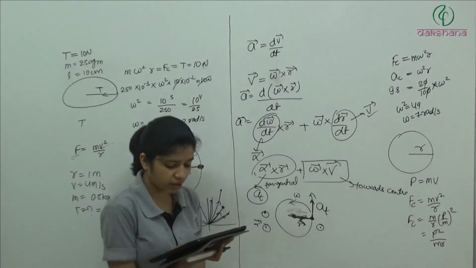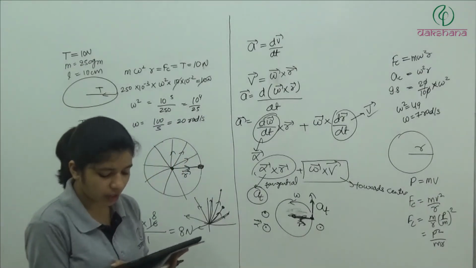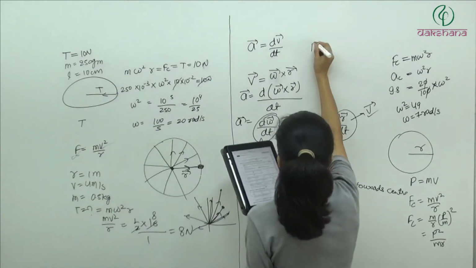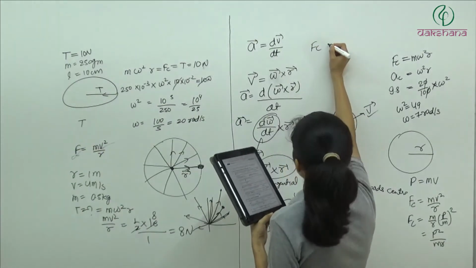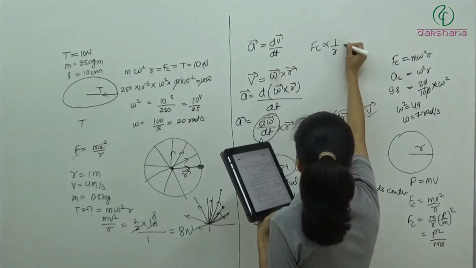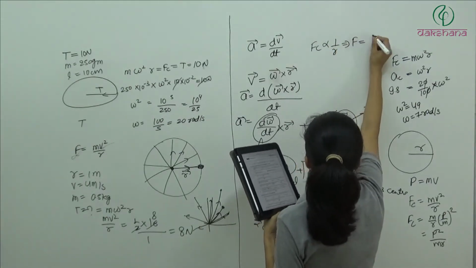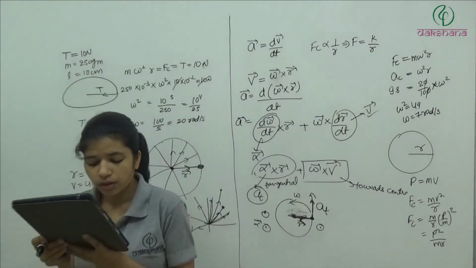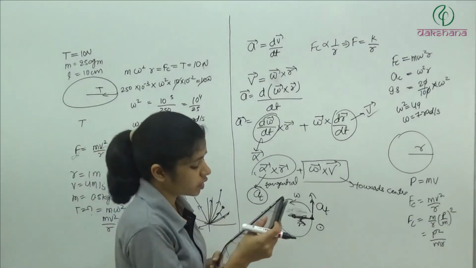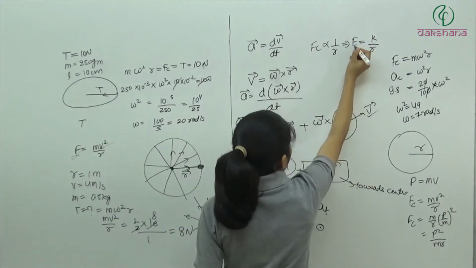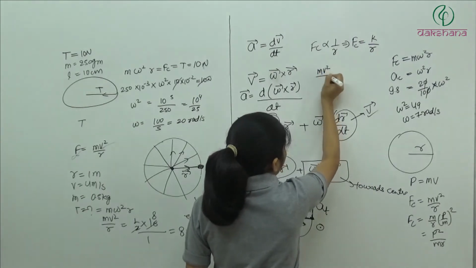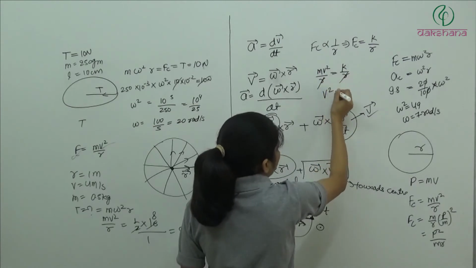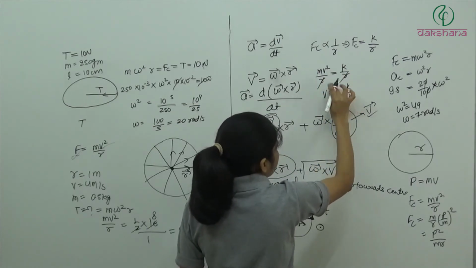Question number C7. A particle moves in a circular orbit under the action of a central attractive force. Central attractive force means centripetal force, which is inversely proportional to r. So I can write F equal to k by r. What will be the speed of the particle? So this is the centripetal force, which can be written as mv square by r equal to k by r.